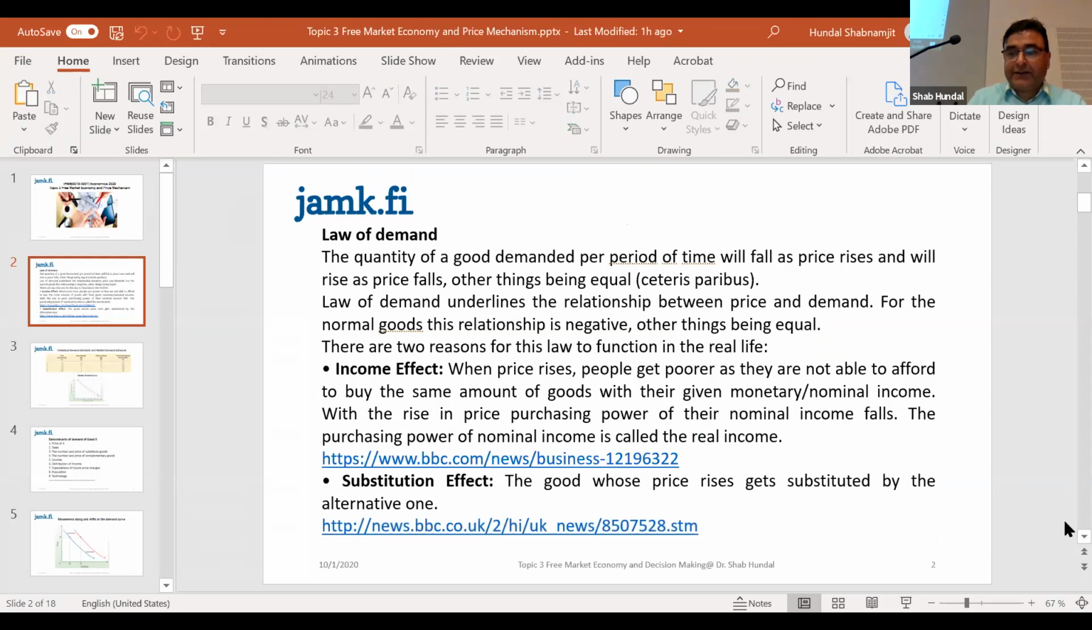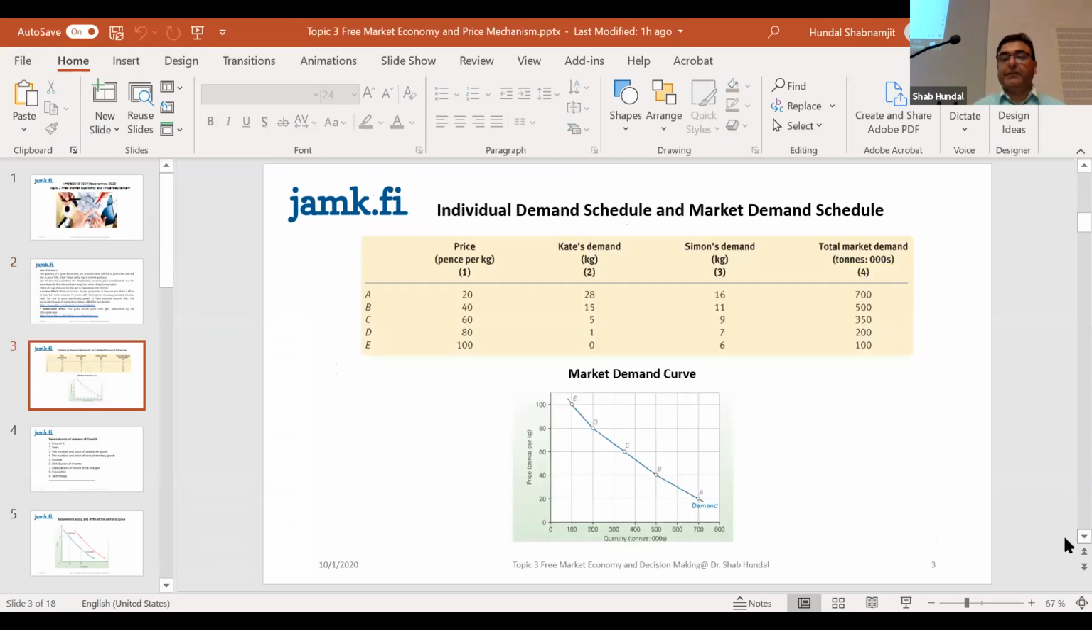All right, so these are interesting articles, you should go through them. This is how the law of demand reflects itself. You can see that there is a price, and there are two consumers in the market. So we have Kate and Simon, an overly simplistic economy with only two consumers, two persons who buy. And we see that when the price of a kilo increases, the demand for this product by Kate declines, and the demand by Simon also declines, right?